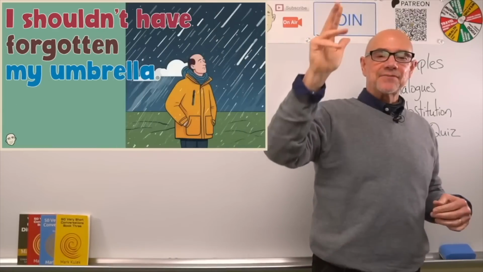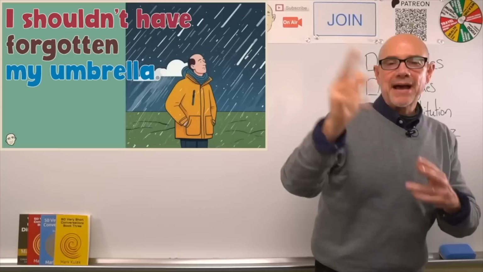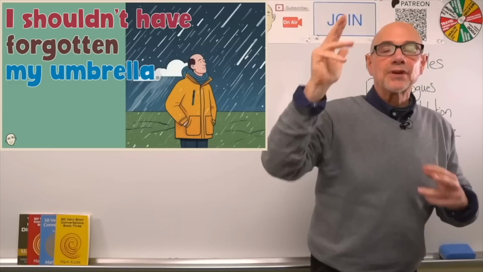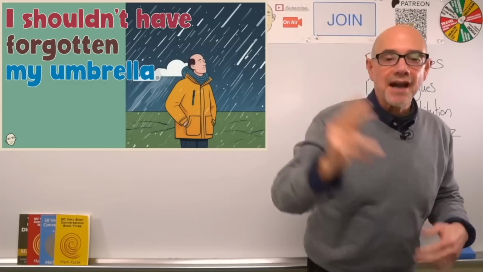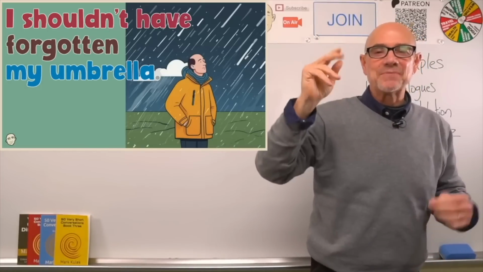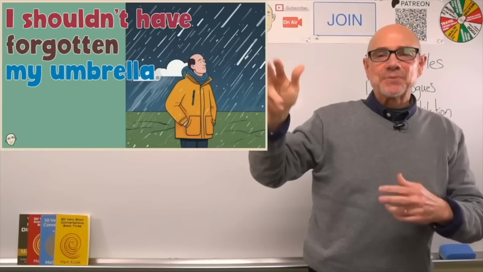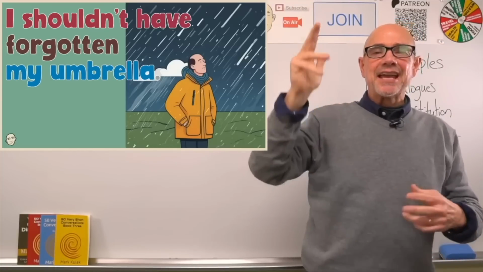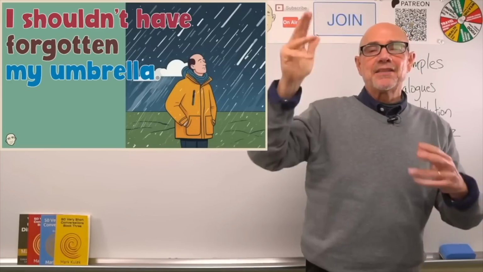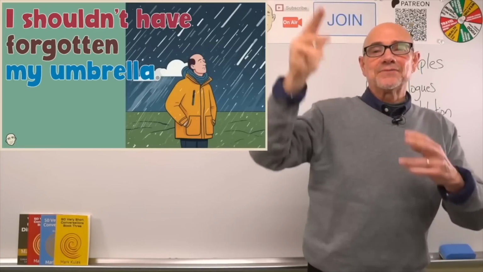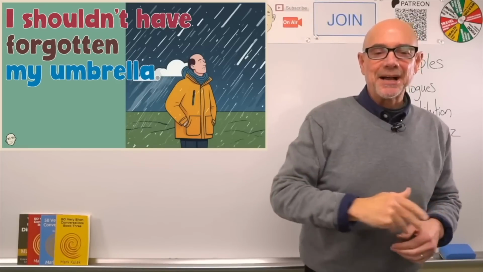I shouldn't have forgotten my umbrella. Pattern, I shouldn't have forgotten. Past participle, forget, forgot, forgotten, plus more information, my umbrella. I shouldn't have forgotten my umbrella. Now, this person is soaking wet. They have forgotten their umbrella. It's raining very hard. They feel regret for forgetting their umbrella.